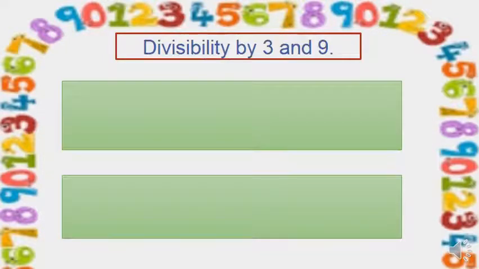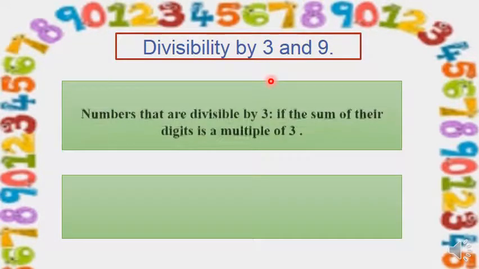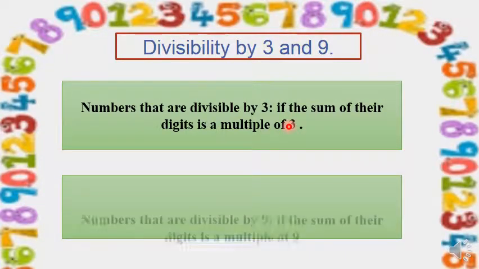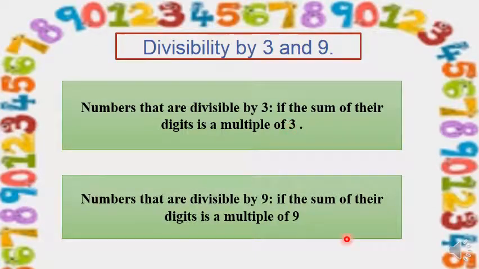A number is divisible by 10 if the ones digit is 0. We also took the divisibility by 3 and 9. To make sure a number is divisible by 3 and by 9, we have to add the digits. So a number is divisible by 3 if the sum of the digits is a multiple of 3. Similarly, a number is divisible by 9 if the sum of the digits is a multiple of 9.